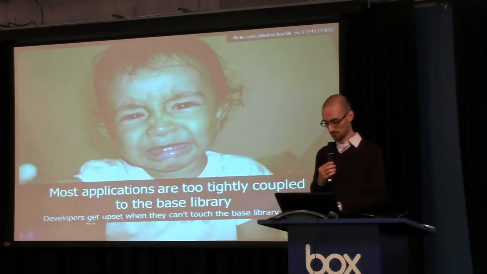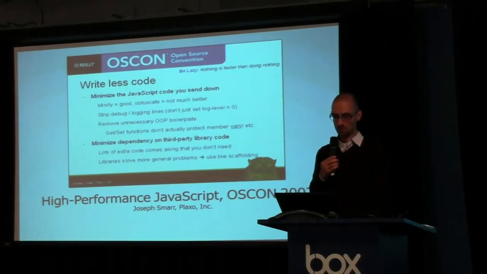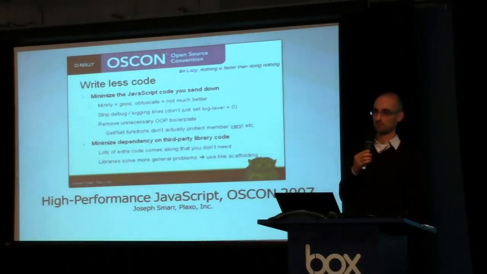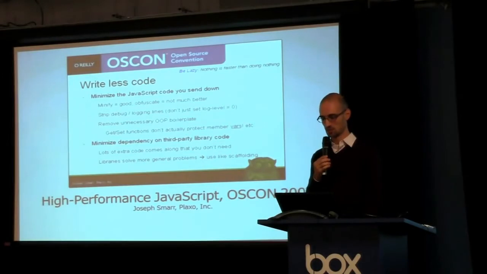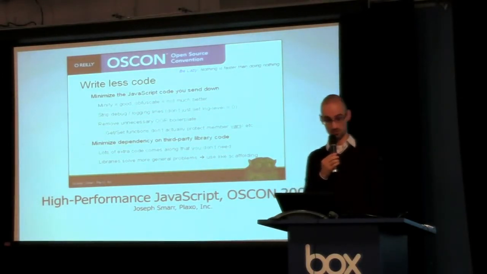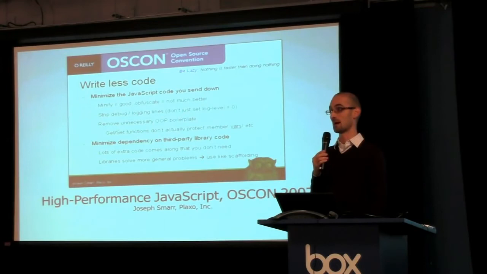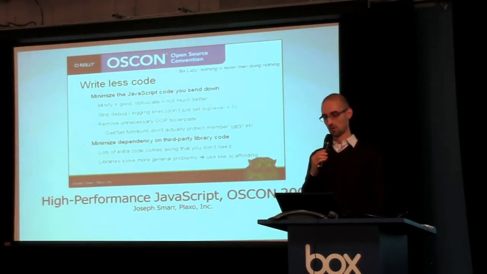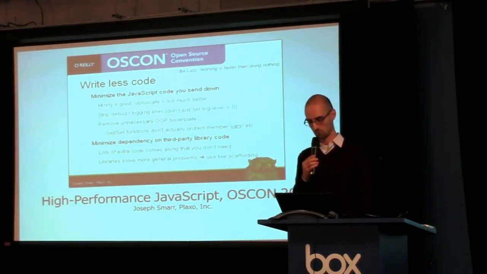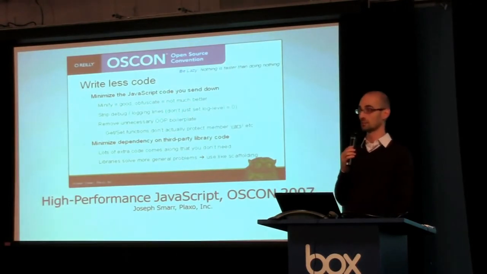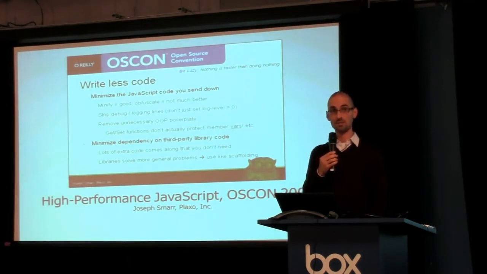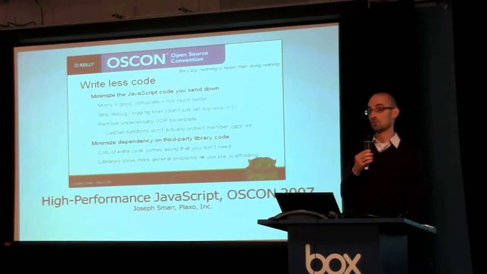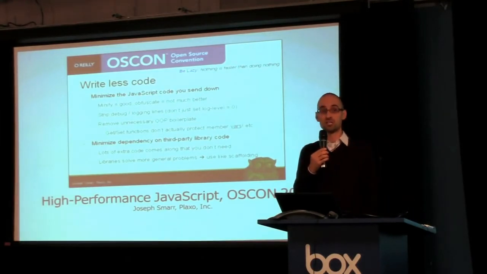And so this guy, Joseph Smarr, who's one of the founders of Plaxo, gave this presentation at OSCON in 2007 called High Performance JavaScript. It has absolutely no relationship to my book, High Performance JavaScript, but it was a good presentation nonetheless. And he had this really great line in there, which is that libraries solve more general problems. You should use them like scaffolding. You use them to get yourself up and running, but you don't rely on them for everything, which is what companies are doing now, and that's really unfortunate.